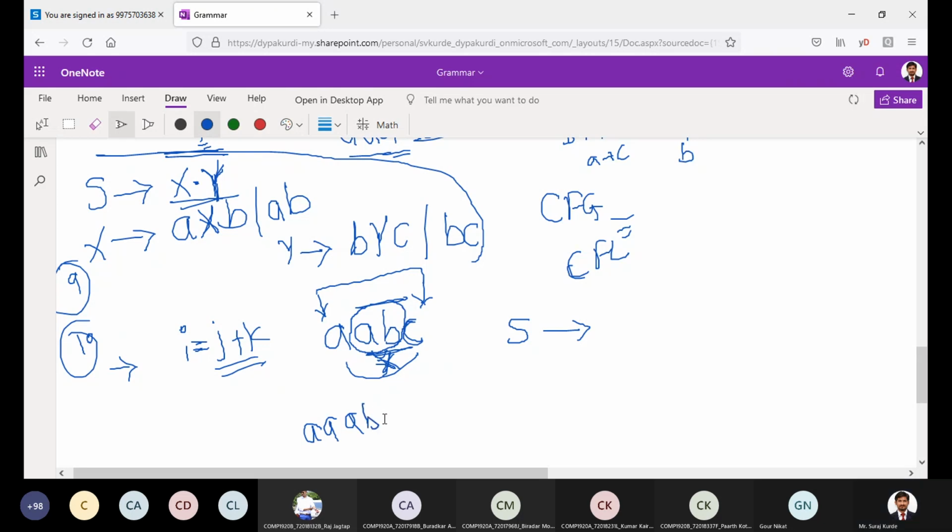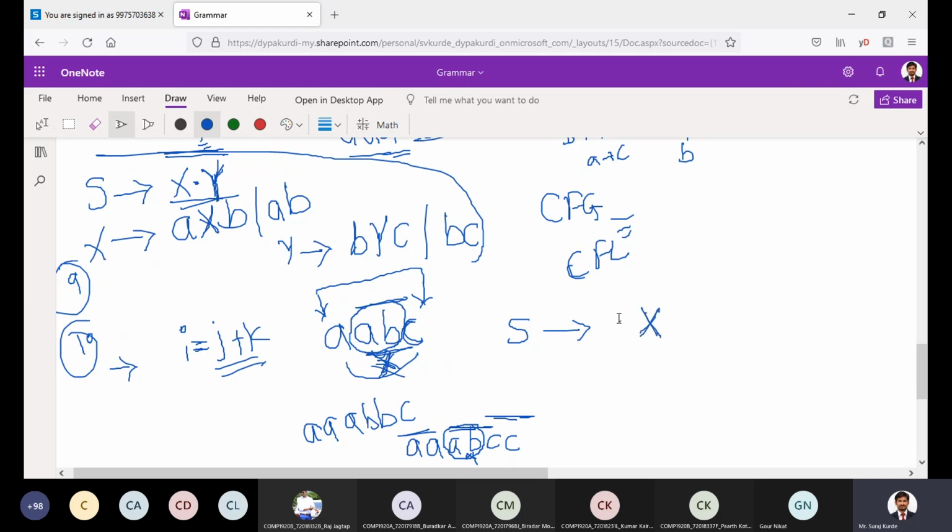Let me write A, B, B, C. What can it be? A, B, C, C. So the middle is AB. The last A is matched with this B. The first two A are matched with the last two C. So any combination is possible, but A followed by B, B followed by C. So the middle part, we will separate out as X. Let's say the middle part is X.